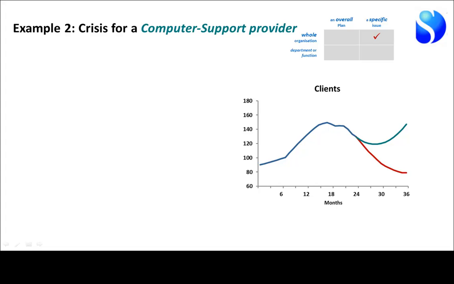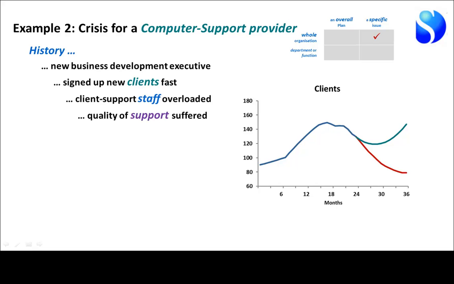Secondly, we looked at the example on Monday of a crisis for a computer support provider, and this is an example of an issue facing a whole organisation. This is not a continuing plan, this is an issue. And the situation came about really because of the organisation's own activity. It brought this on itself by taking on a business development executive, signing up lots of new clients. The support staff got overloaded, quality of support staff suffered, and as a result of that, clients left.